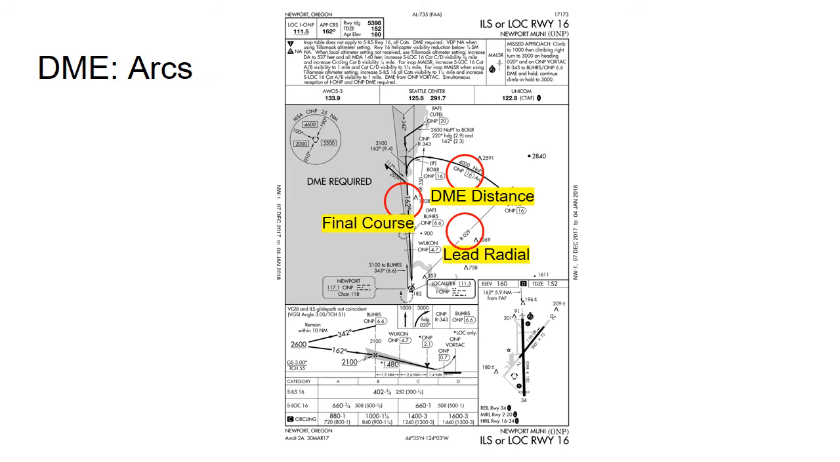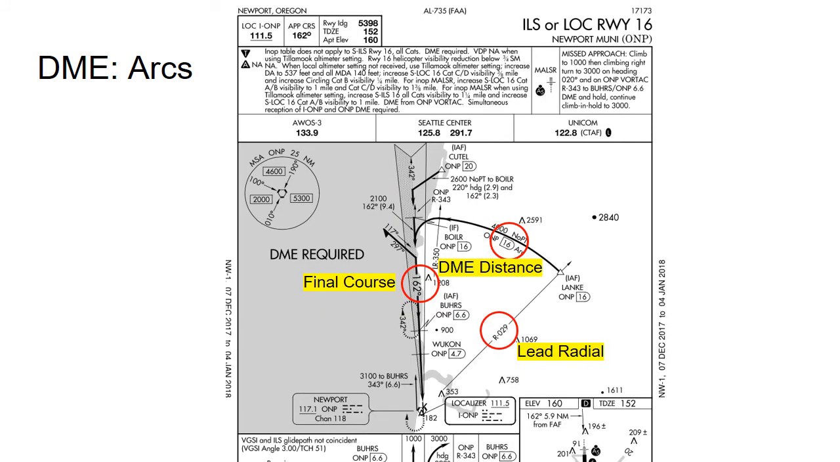We use the DME sometimes to fly DME arcs as part of an approach. These allow you to fly a curved path at a constant radius from a nav aid and are often used to transition from the en route to the approach structure. This approach plate shows a 16 DME arc off of the Newport VOR. In this case, the 16 nautical mile DME arc starts at the 029 radial from Newport at the Lanky intersection.